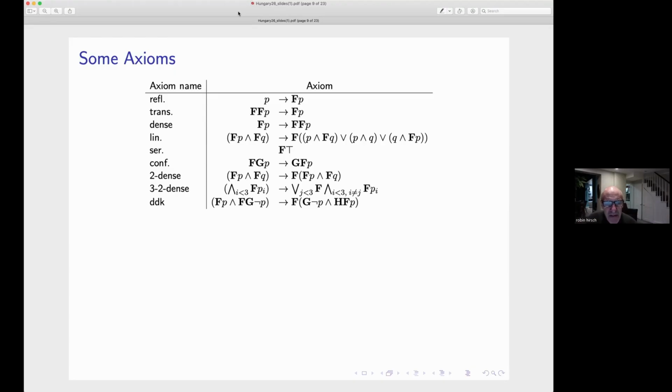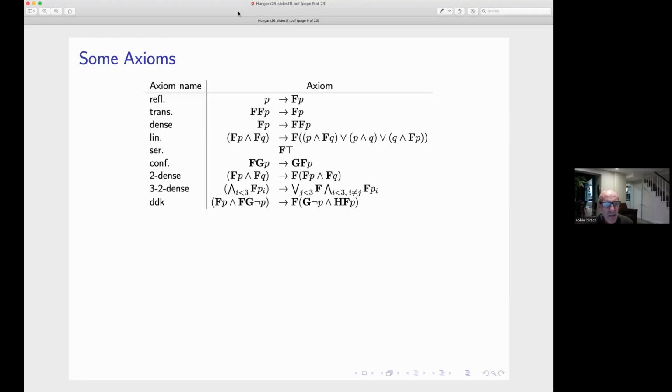Seriality means there's no end of time. Now, we're going to be working in Minkowski spacetime, and if you have at least one space dimension, we're not going to be able to assume linearity. It's going to be false. So instead of linearity, we will have confluence, which is if 2 points are in the future, then they can send a light signal ahead and they'll meet again at some point in the further future. So it's a confluent frame, and so this axiom will be valid.